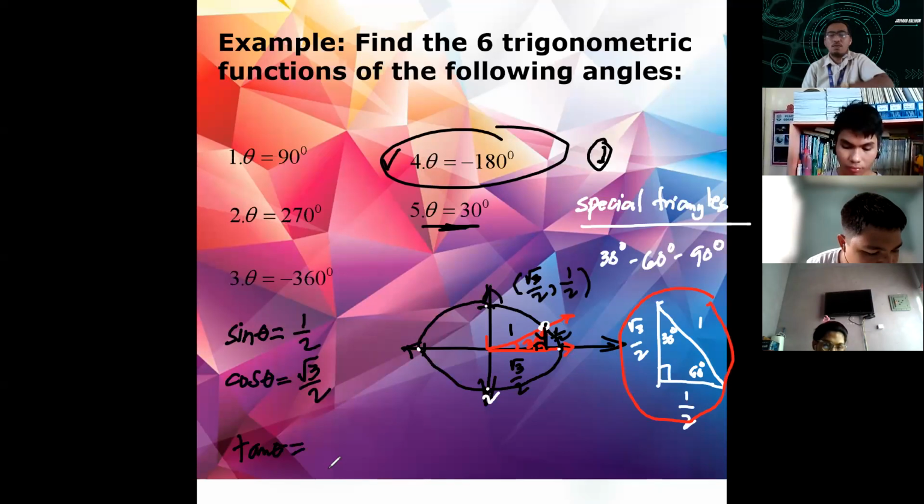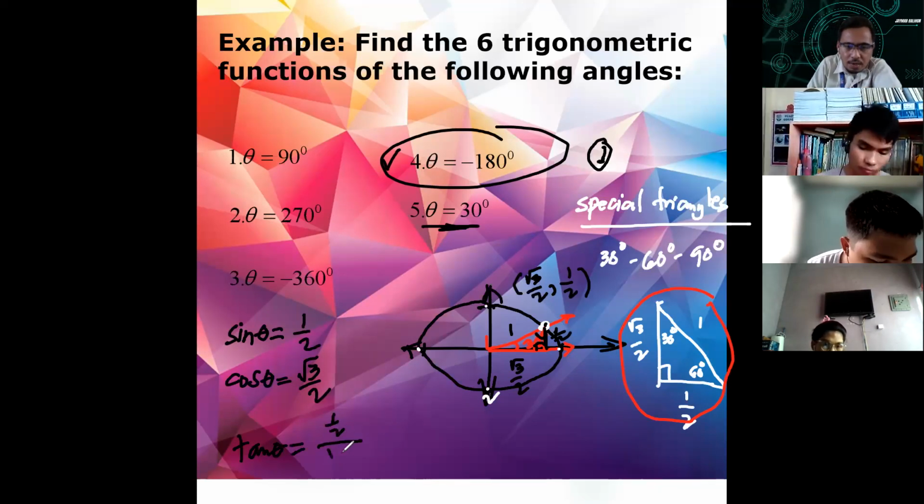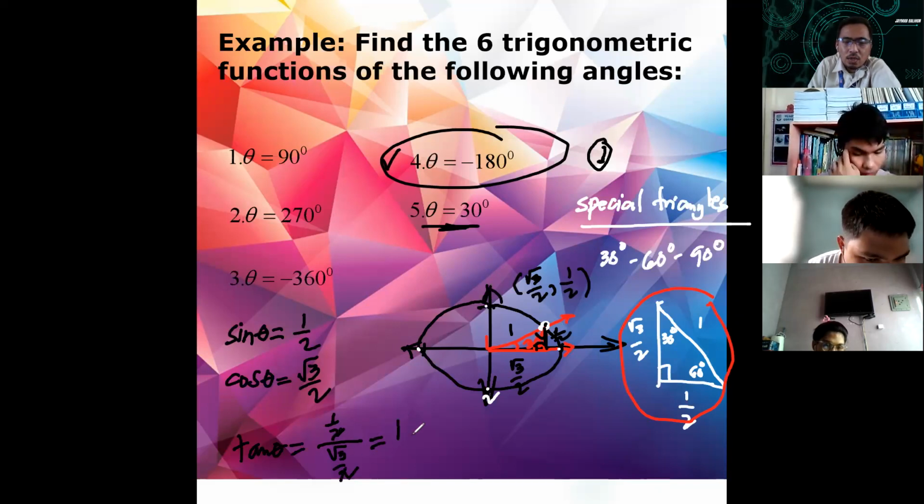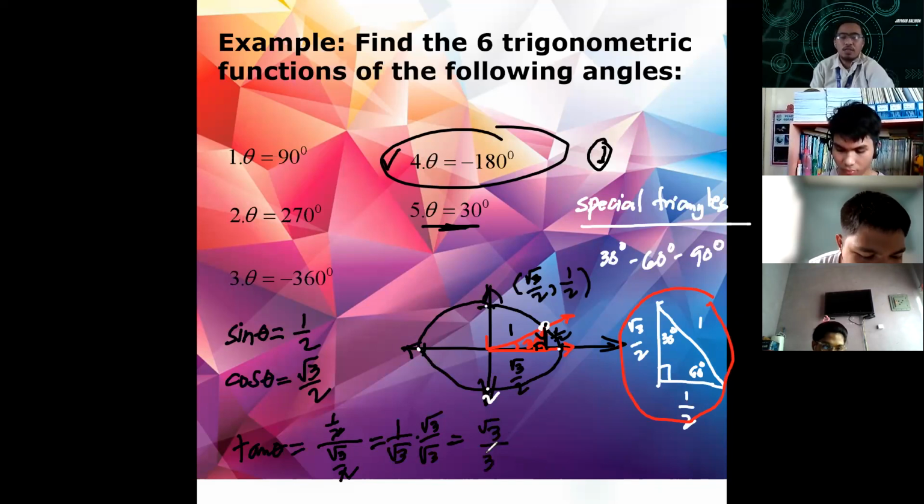Tangent. The y over x, right? Your y is 1 half and your x is square root of 3 over 2. The 1 half will be canceled out, so you only have 1 over square root of 3. If you rationalize it, square root of 3 over the square root of 9, or 3. So your answer is square root of 3 over 3. Okay? How about the cosecant?